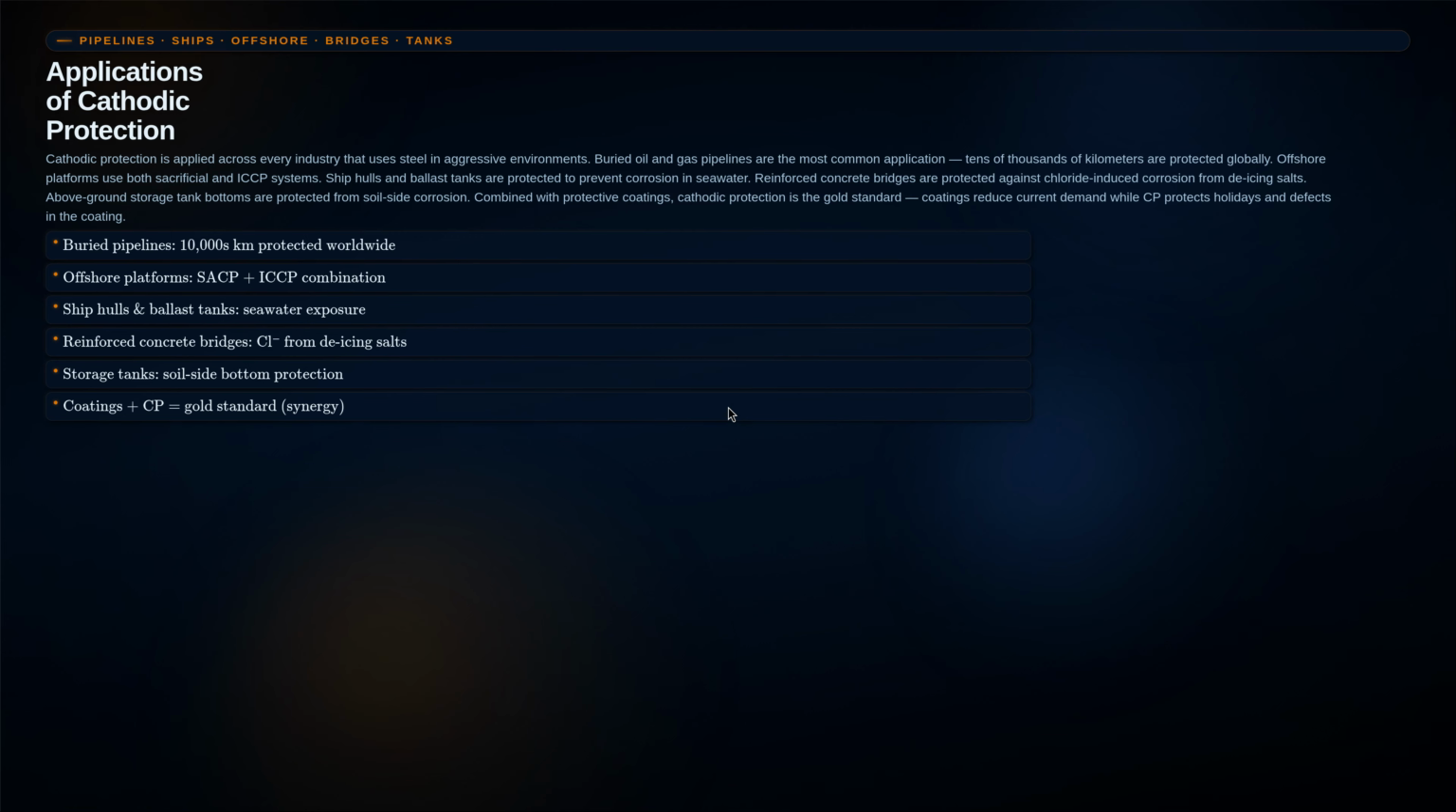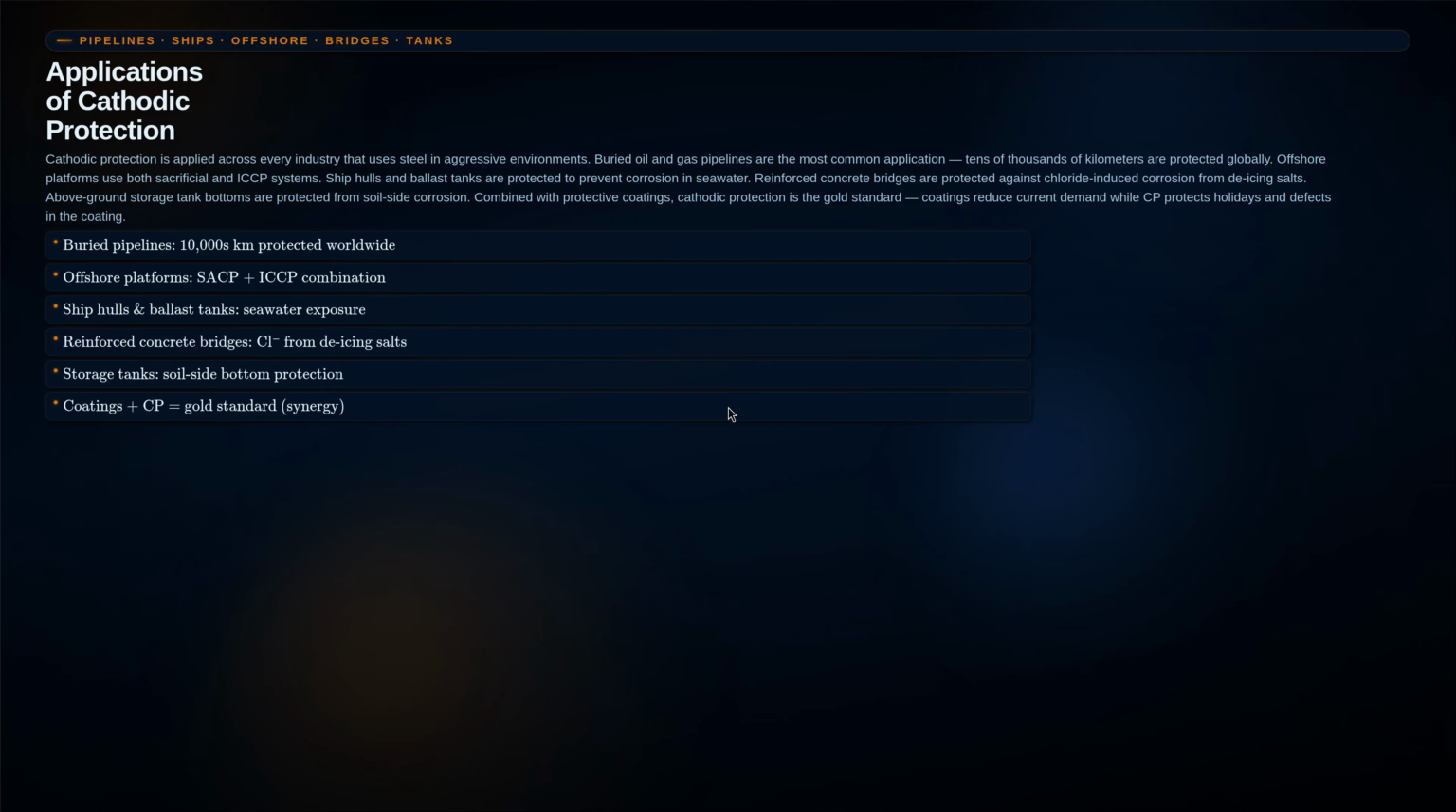Cathodic protection is applied across every industry that uses steel in aggressive environments. Buried oil and gas pipelines are the most common application. Tens of thousands of kilometers are protected globally. Offshore platforms use both sacrificial and impressed current systems. Ship hulls and ballast tanks are protected to prevent corrosion in seawater.